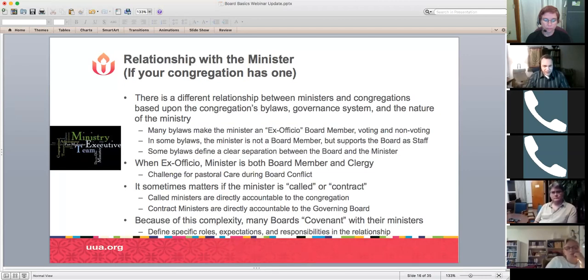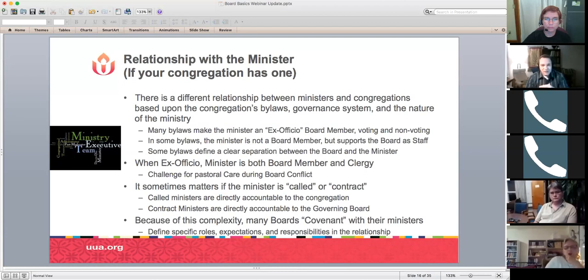And because of this complexity, many boards covenant with their ministers, that they form specific spiritual relationships. Covenant to me is that kind of relationship that you've invested your deepest trust in, that is in light of some larger ideal, some value, some principle. And oftentimes we will work with congregations and ministers to be specific about what the commitments you're making to each other are, because of these very complicated roles that exist between ministers and governing boards.